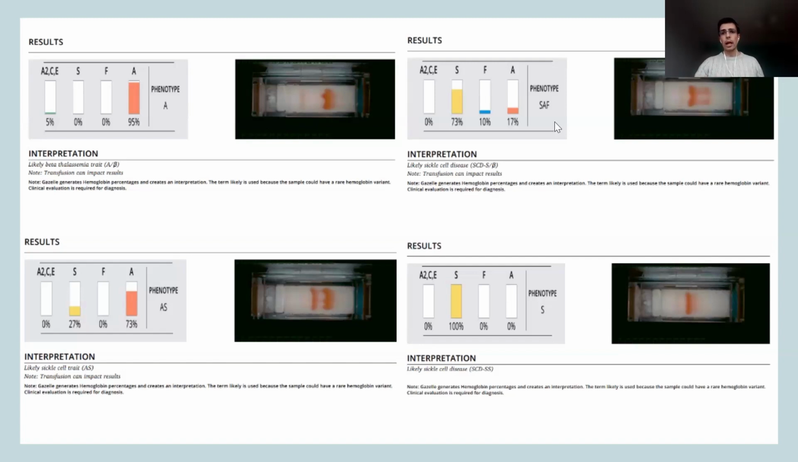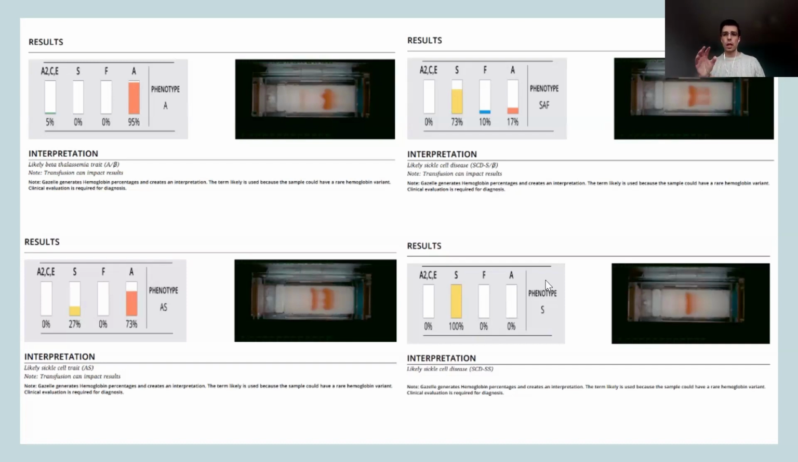In this case, we had S, F, and A. So if I recall correctly, this result was a sickle beta plus patient. So we wanted to see how much separation it was giving, but also how much the quantification was on it. Remember that in this case, it didn't even detect the hemoglobin A2. On the sickle cell disease homozygous S, it was just a normal, nice, concrete band, which tells you the majority of it was hemoglobin S.